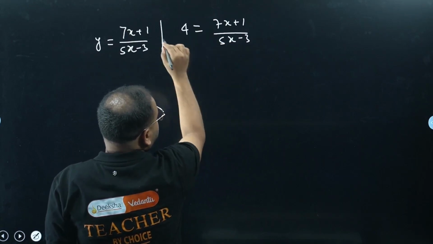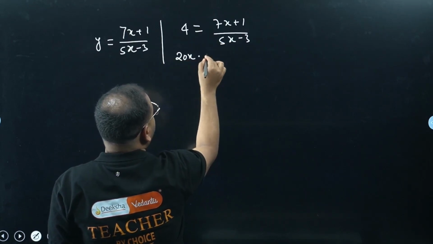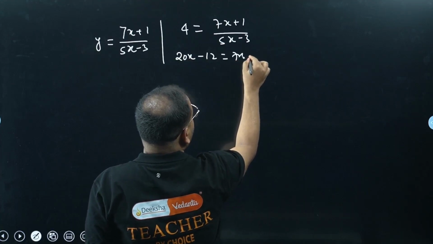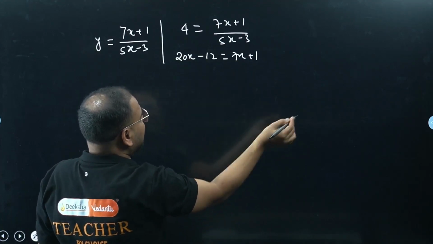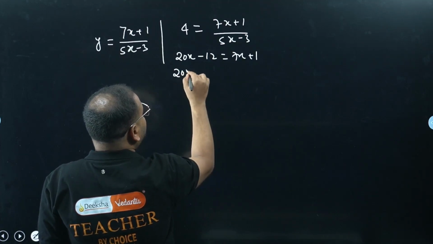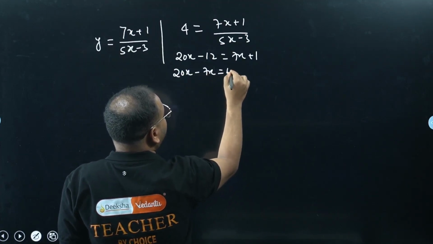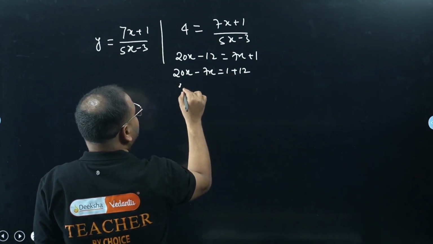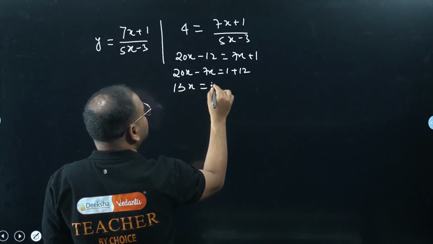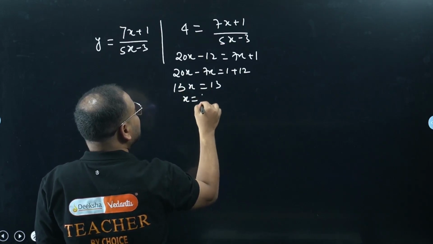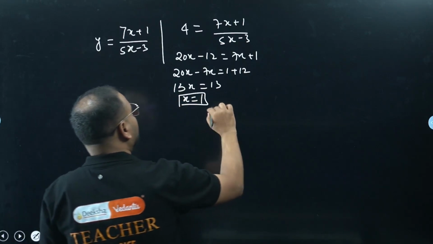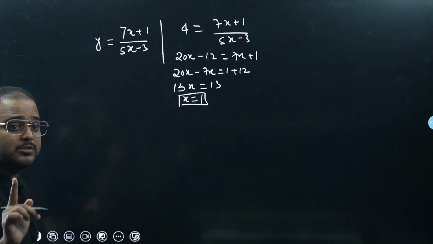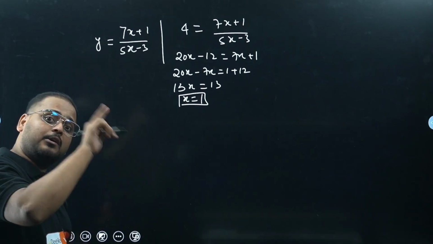Cross multiplication, I get 20x minus 12 equals 7x plus 1. Simplify it, taking all the constants on one side and variables on one side. 20x minus 7x equals 1 plus 12. This is nothing but 13x equals 13, gives me x as just 1. Okay, first answer of x is known now as 1. This is one of the roots of the given quadratic equation.